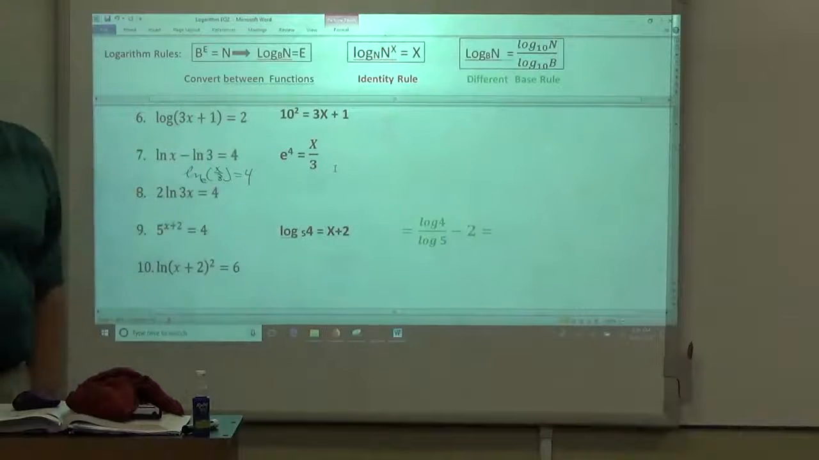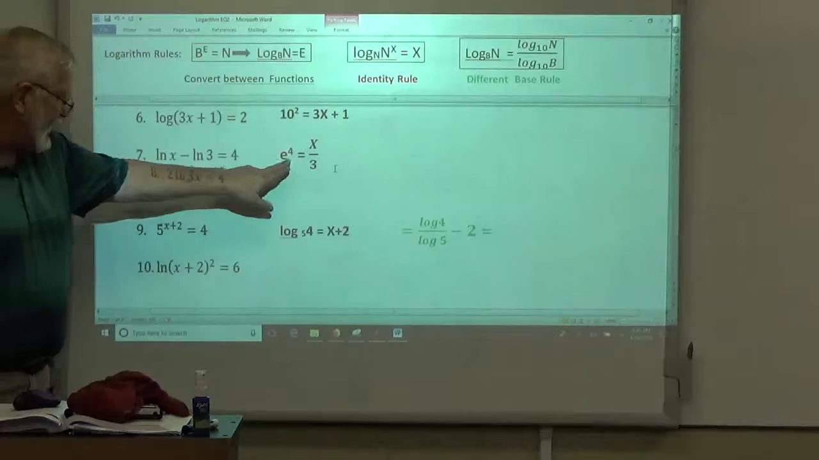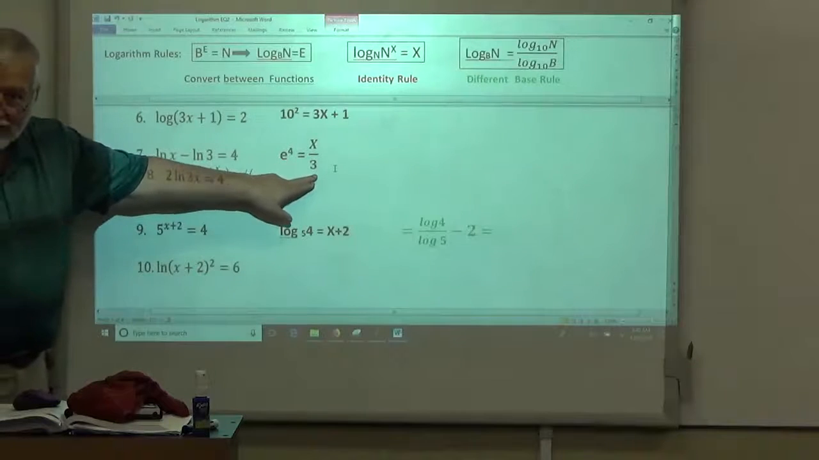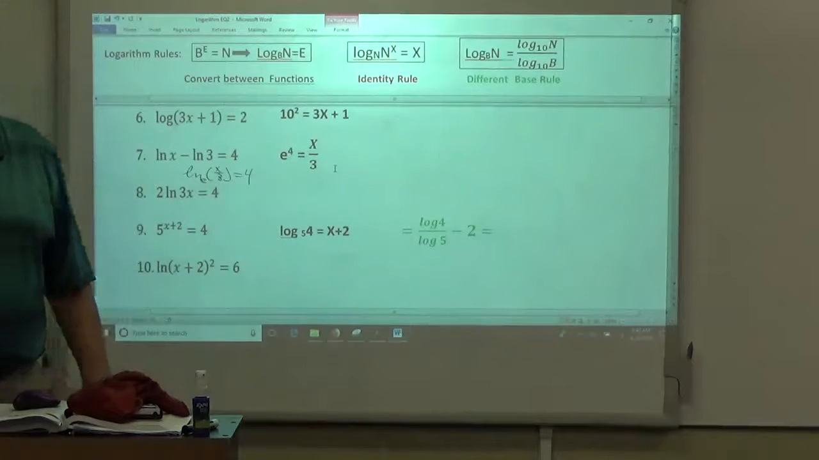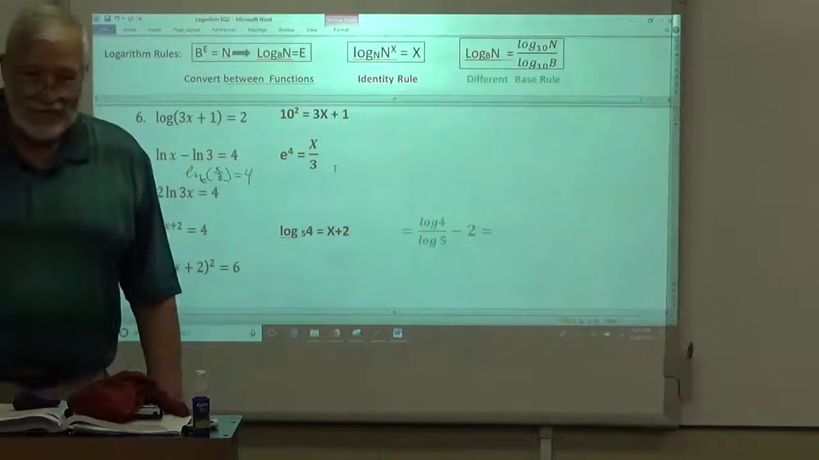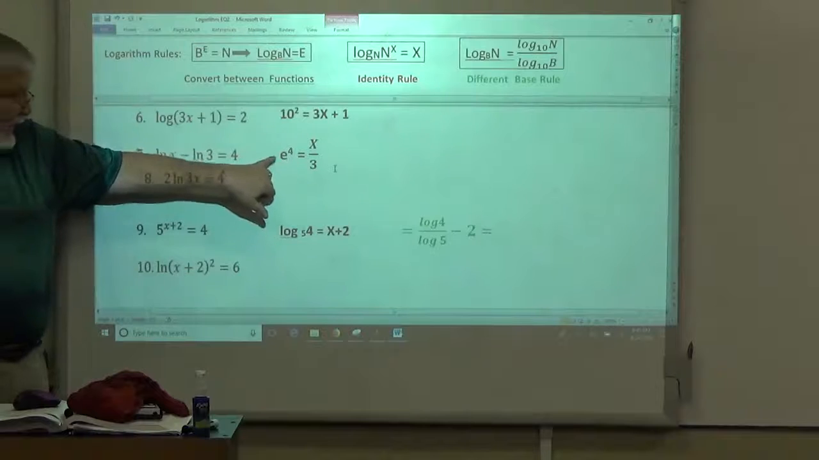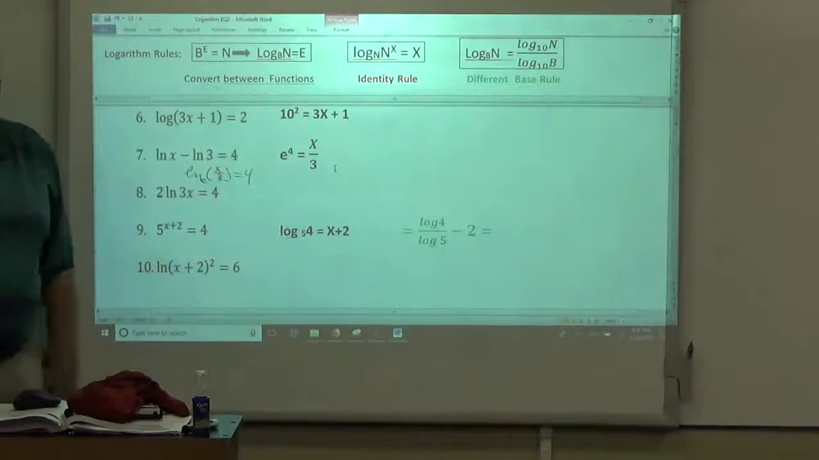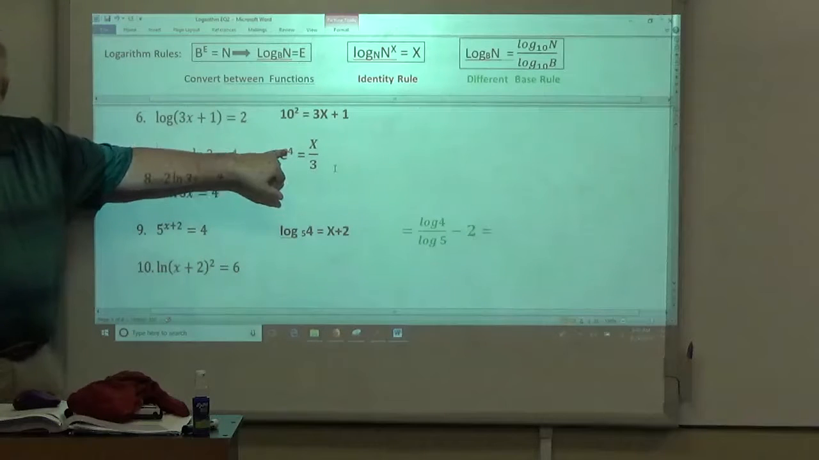Now, e to the 4th power is a calculator number. 54.59. And then what am I going to do with that 54? I'm going to multiply it by 3. 3 equals 163.7944. See it? You get it or not? You need to do this. Okay? So you take e to the 4th power. Okay, that's just a number right now.